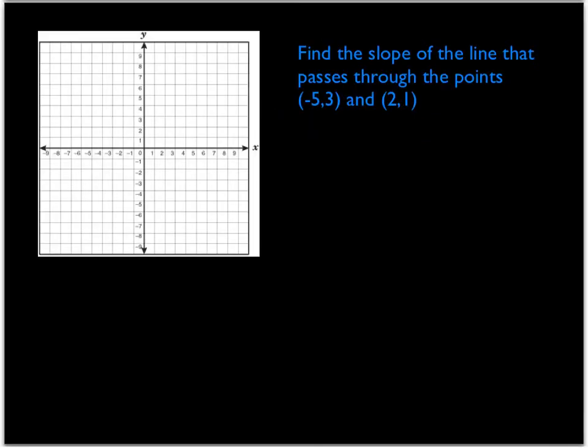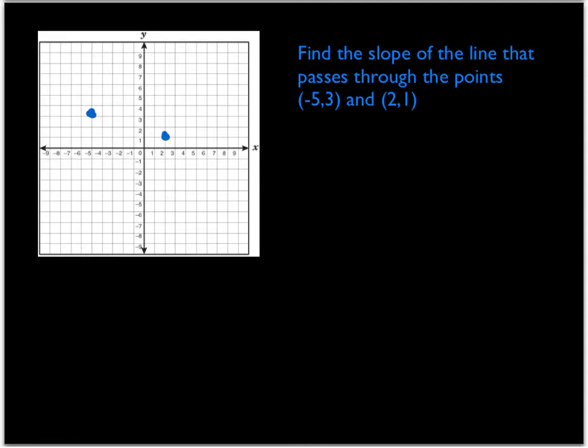So let's actually take some slopes here. Here's a pretty good example. First of all, can you find the slope of the line that passes through the points -5, 3 and 2, 1? Let's plot these 2 points. -5, 3 is going to be right about here, and 2, 1 right about here.